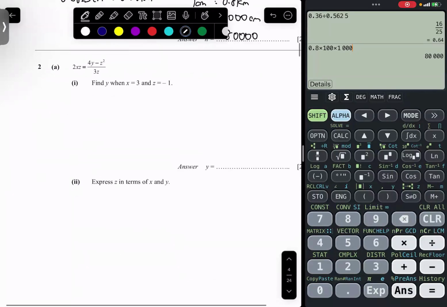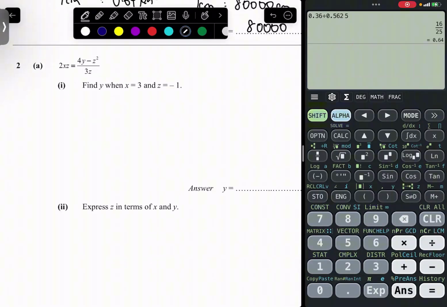Okay, question 2. 2a is a literal free mark, right? 2xz equals 4y minus z squared over 3z. Find y when x equals 3 and z equals negative 1. So 2 times 3 times negative 1 equals 4y minus z squared, which is negative 1 squared, over 3 times negative 1. On the left hand side, 2 times 3 is 6, 6 times negative 1 is negative 6, equals 4y minus negative 1 squared, which is 1.